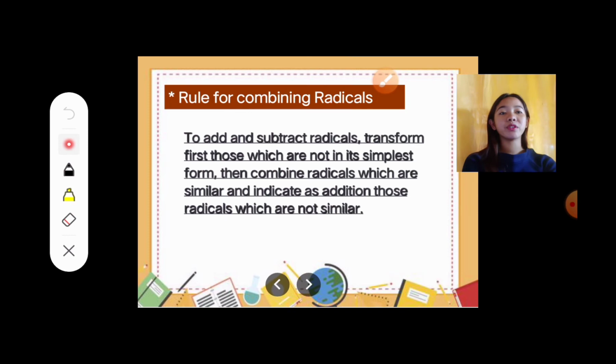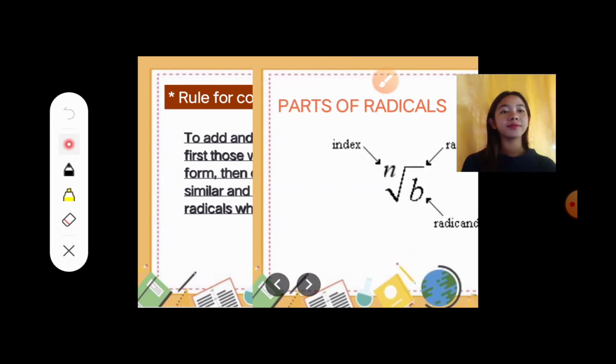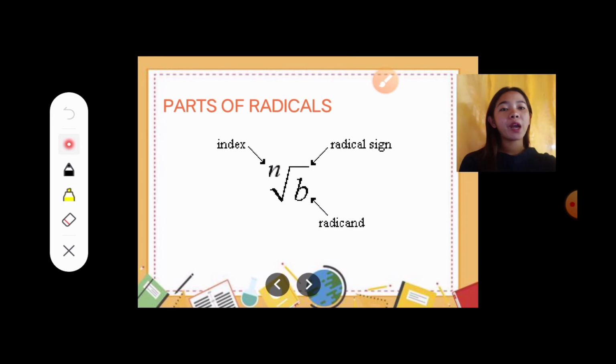And always remember that in addition and subtraction, radicals can only be added to a single radical if the radical parts are similar. And I will show you the parts of radicals. So this is our radical sign, and inside the radical sign is the radicand, and this is the index, which is the square root or the cube root.